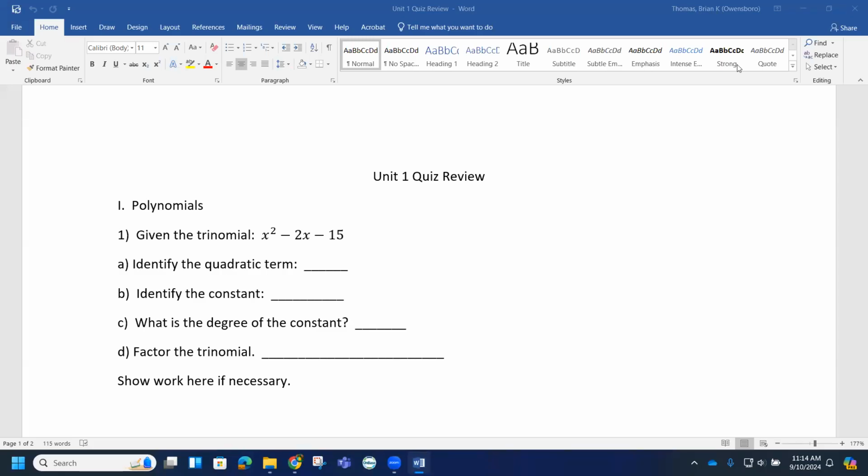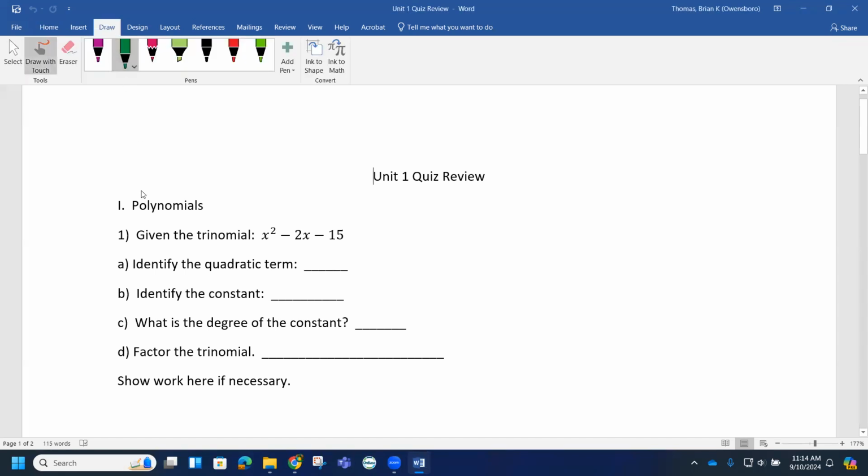I would like to go over the review of the first quiz on Unit 1. The first topic we're seeing is polynomials. That's the first thing we did, some things on polynomials. With polynomials, we're dealing with several-termed expressions. The first one we're going to look at is what's called a trinomial.